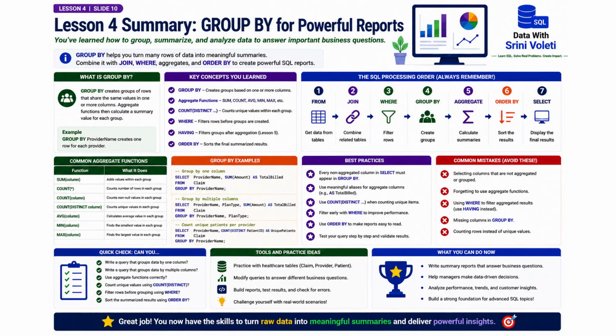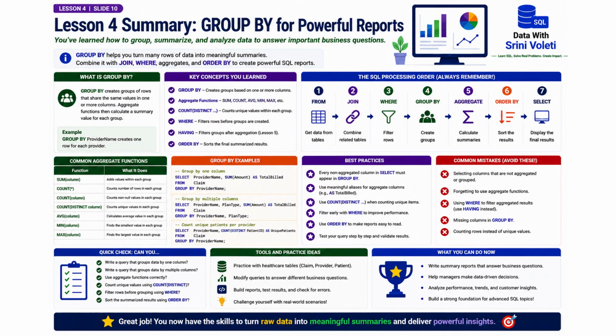It's equally important to remember the common mistakes. Don't select columns that are not grouped or aggregated. Don't forget to use aggregate functions. Don't use WHERE to filter summarized results. Use HAVING instead. Don't forget required GROUP BY columns. And remember the difference between COUNT and COUNT DISTINCT. Avoiding these mistakes will save you hours of debugging.